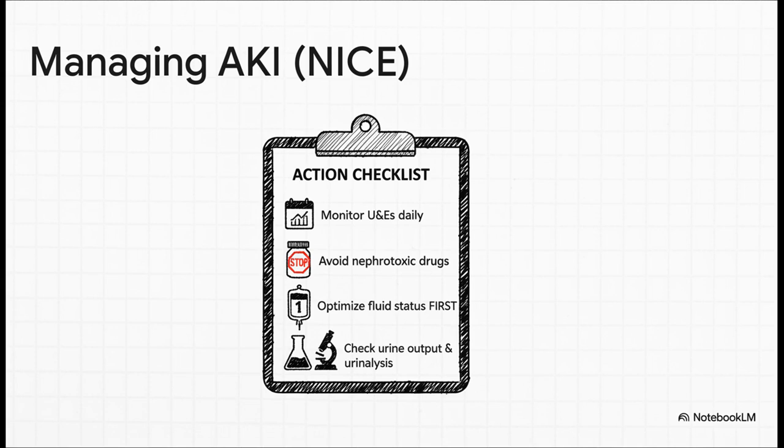Now, for an acute kidney injury, it's all about quick action. The checklist is pretty straightforward. You're going to monitor their labs every day. You're going to review their meds and stop anything that could be hurting the kidneys. Your absolute #1 priority is getting their fluid status just right. And hey, before you order a fancy scan, don't forget the basics. Just checking their urine output and doing a simple urinalysis can tell you so much.